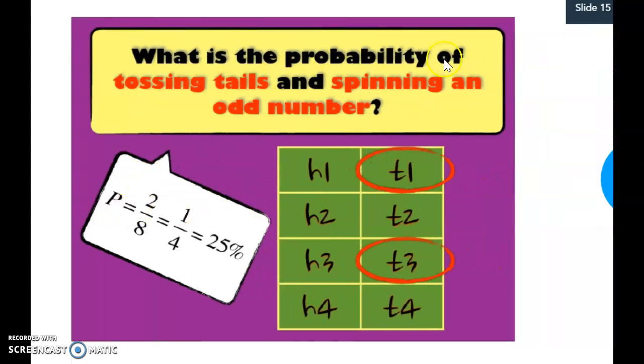And so what is the probability? Here's my yes. Here's my total. Simplify it. Change it into a percent. I have a 25% chance of getting a tail and an odd number. That's called experimental probability. Now, if I write the not tossing tail and not spinning an odd number, it would be 3/4, because everything is the whole 1, 2, 3, 4, 5, 6 out of 8.